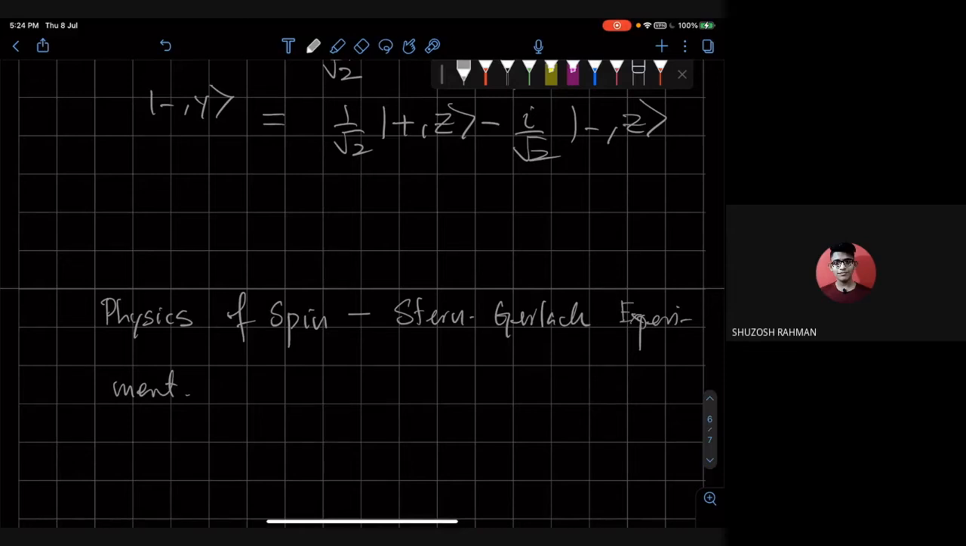Do you guys know about this experiment? No, sir. I've heard about it, but I haven't gone into it properly. Okay, so let me explain the setup.